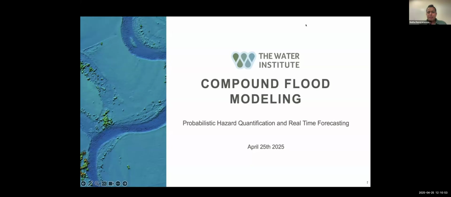So I'm going to be giving a flavor of what is ongoing. As Timothy mentioned, I'm the Director of Coastal and Compound Flood Risk at the Institute, and we have a bunch of different activities in the Gulf of Mexico and Mid-Atlantic coasts with a focus on probabilistic hazard quantification and real-time forecasting for compound flooding. So I just wanted to give you an overview of the multiple activities.